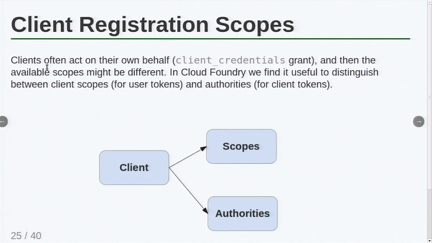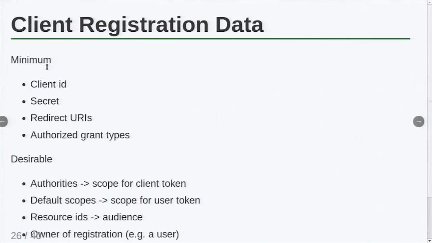What we've done in Cloud Foundry is we distinguish between the scopes that a client is allowed to get on behalf of a user, we call that scopes, and those that it's allowed to obtain on its own behalf. So we make this equation between authorities and scopes. They're the same strings, they're the same set, basically. They're drawn from the same set of strings, but one of them is used in the client credentials grant, and the other one's used in all the other grants, basically. So that's an interesting modeling choice that we made.